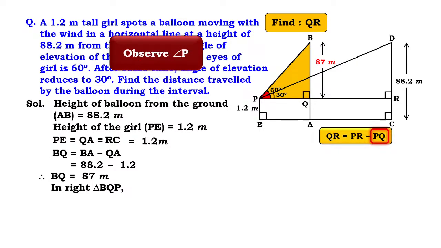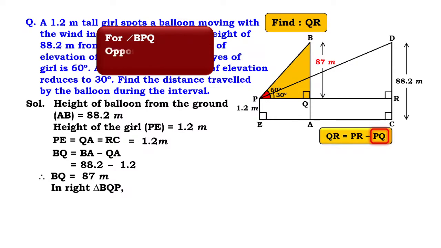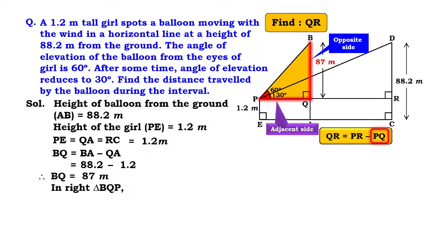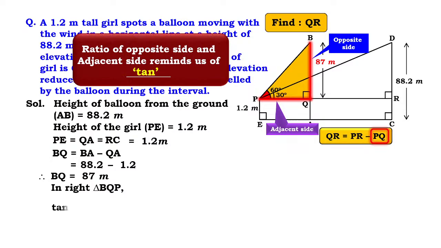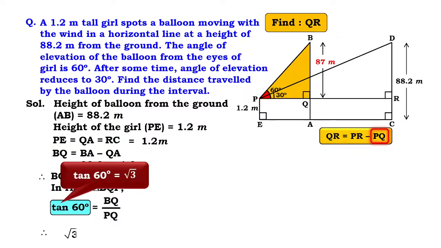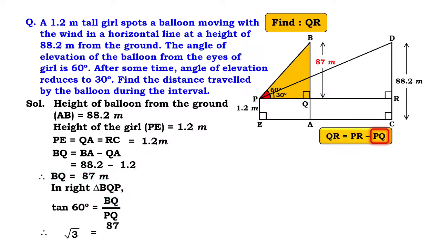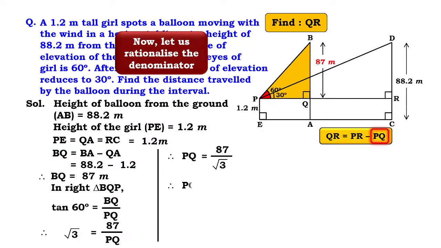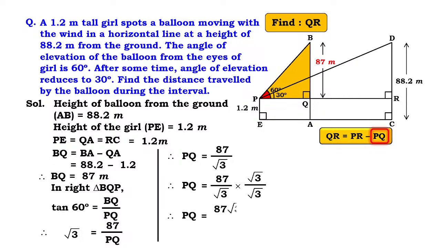Now in right angle triangle BQP, you have angle 60 degrees. Opposite side is 87 meters. Adjacent side you don't know. So what am I going to do? Tan 60. What is tan 60? You have root 3 is equal to BQ, which is 87, by PQ. So what is that? 87 by root 3. Keep it in your mind. You can simplify this, you get 29 root 3 as the PQ value.